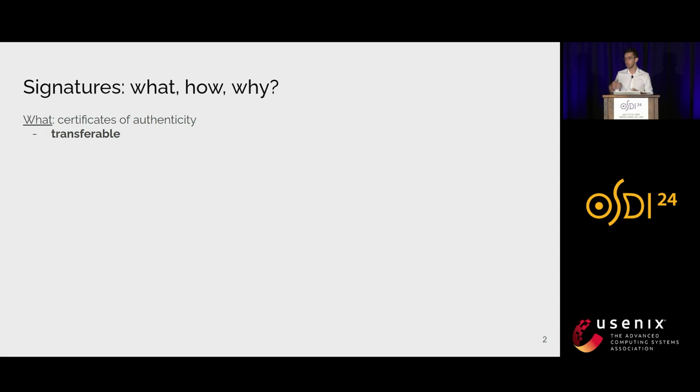Importantly, signatures are transferable. That's a key property, which means that if you were able to check that I was the emitter of this message, then you can just forward the signature to someone else, and this person will also be convinced. And that's a key difference with other authentication techniques like MACs, which do not provide this feature.